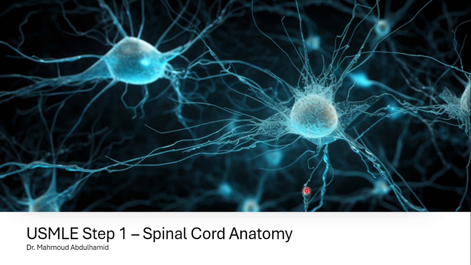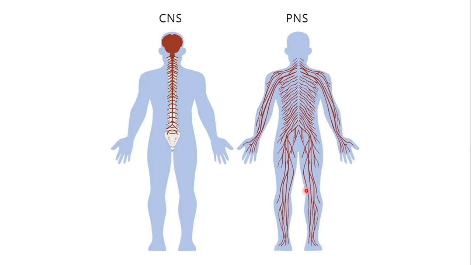So today we're going to be talking about the spinal cord anatomy. So first of all, our nervous system is divided into CNS, central nervous system, and PNS, peripheral nervous system. So the central nervous system is composed of the brain and the spinal cord. The peripheral nervous system is composed of the spinal nerves and the cranial nerves.